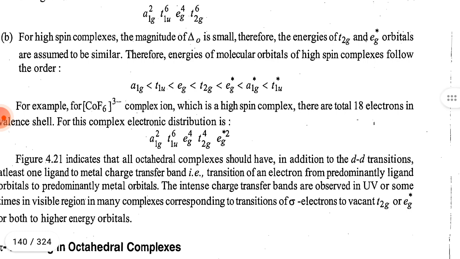For high spin complexes, the magnitude of delta zero is small, therefore the energies of the t2g and eg* orbitals are assumed to be similar. Therefore, the energy of molecular orbitals of a high spin complex follows the order a1g < t1u < eg < t2g < eg* < a1g* < t1u*.